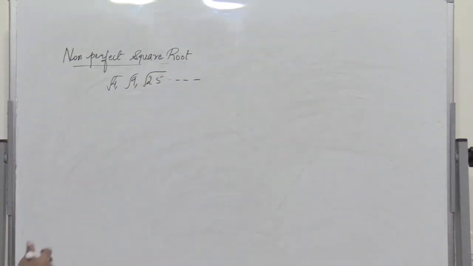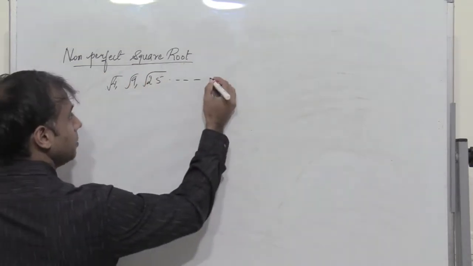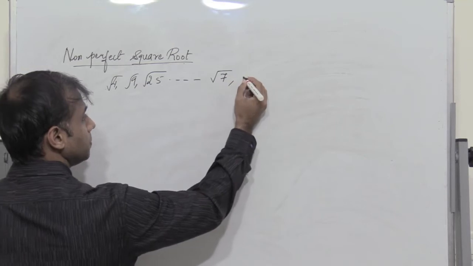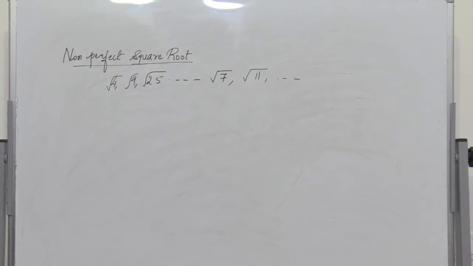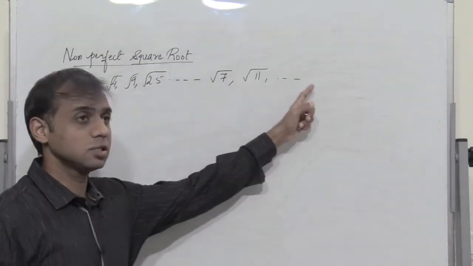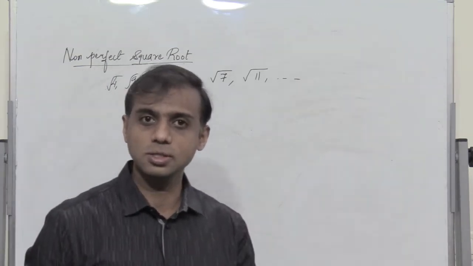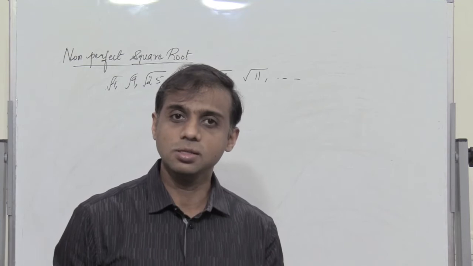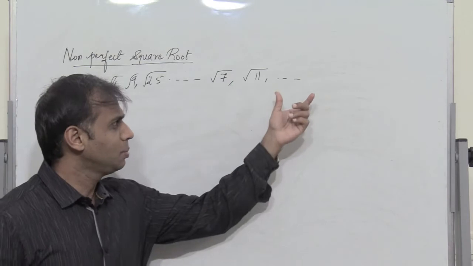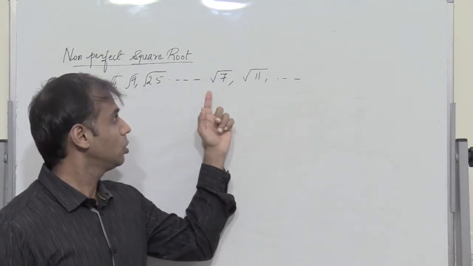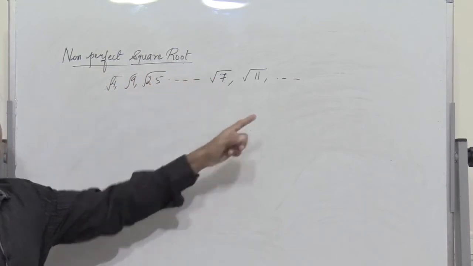But how do I find the square root of a non-perfect square number? For example, if I need to find the square root of 7, or the square root of 11 and so on, how do I find that? Is there an easy way? Yes, there is an easy method, without using your calculator of course, because in most examinations you cannot use your calculator. By remembering a simple expression, we can find the square root of such non-perfect square numbers.